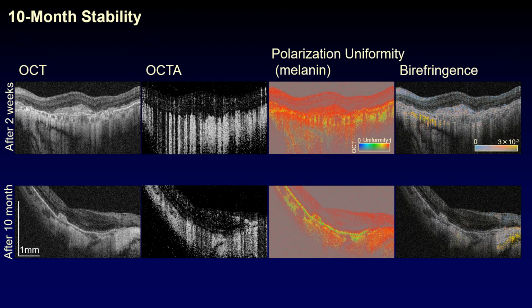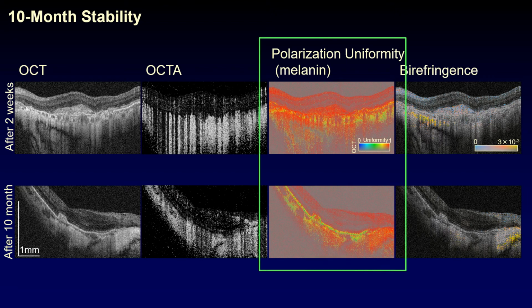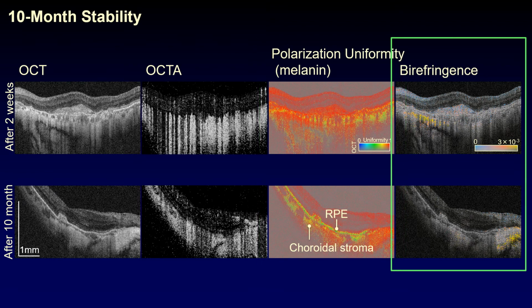Here I would also like to explain how we can read the multi-contrast images, especially the polarization-sensitive images. One of the polarization-sensitive images is the polarization uniformity image. The polarization uniformity is known to be sensitive to melanin, which highlights the RPE and also the choroidal stroma. The birefringence image is known to be sensitive to collagen, so collagenous tissue such as sclera is going to be highlighted.